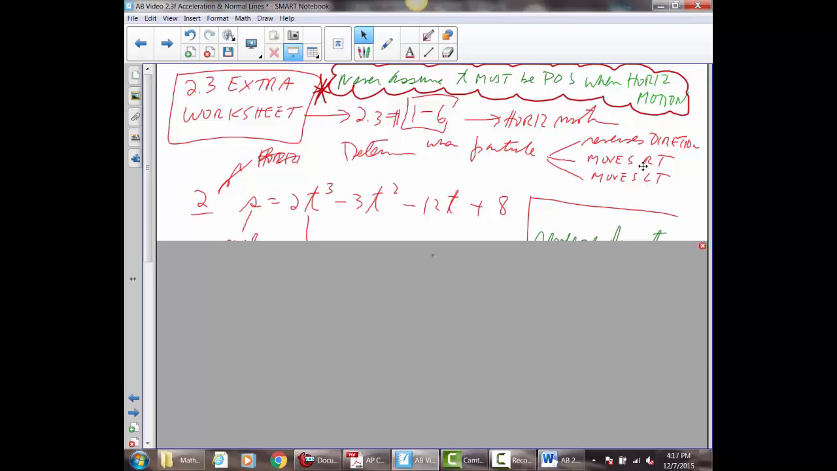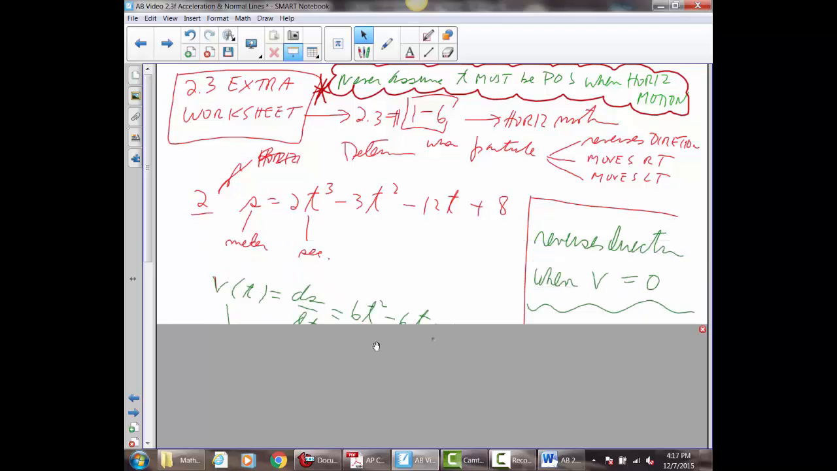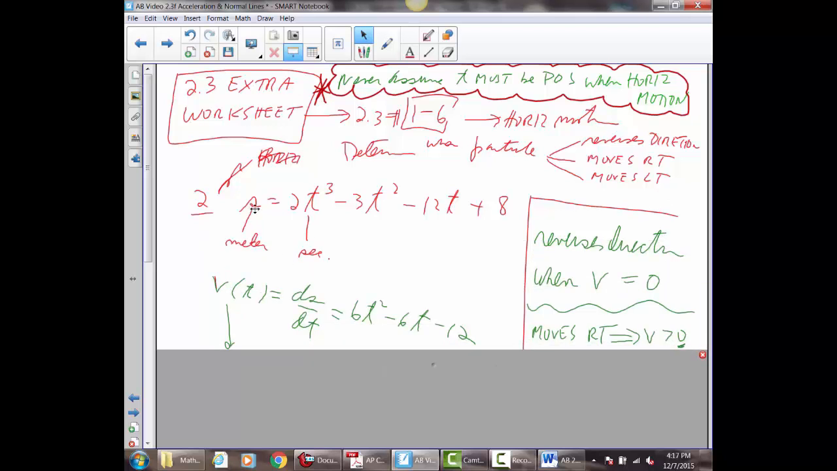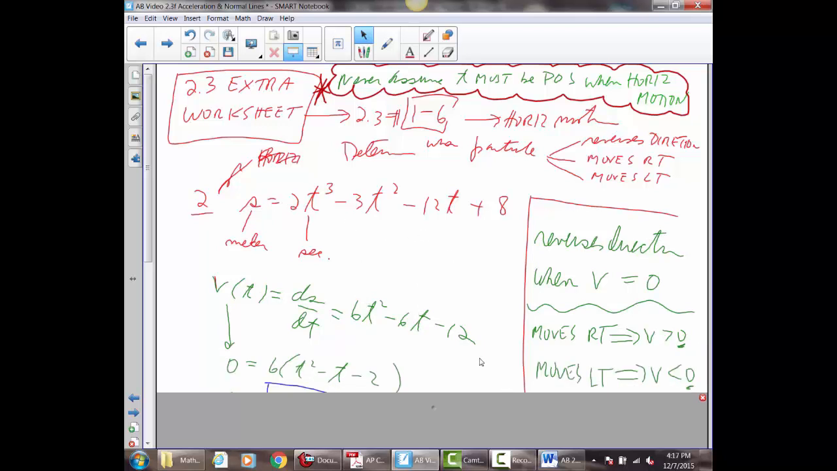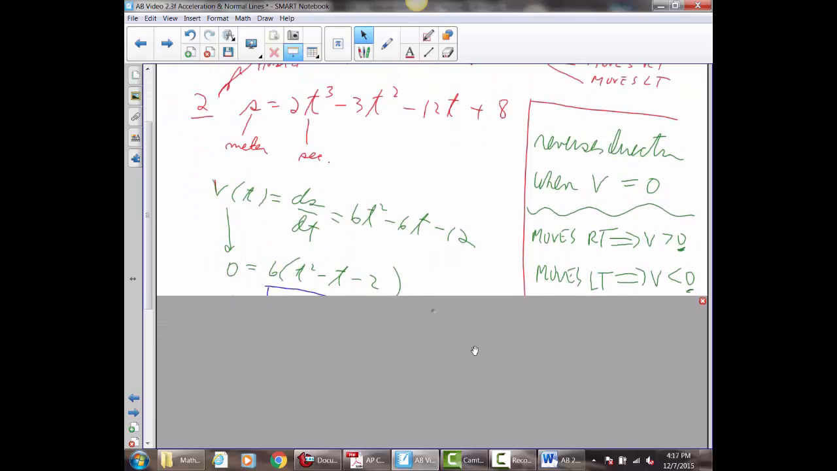We know that it moves to the right when the velocity is positive. It moves to the left when the velocity is negative. So in order to decide when something is positive or negative, we're first going to find out when it's 0, because positive is greater than 0 and negative is less than 0. So I'm going to find the velocity. My velocity is the derivative of my position function, so it's 6t squared minus 6t minus 12. I will then ask myself, when is that 0?